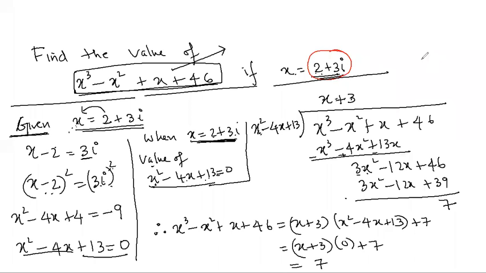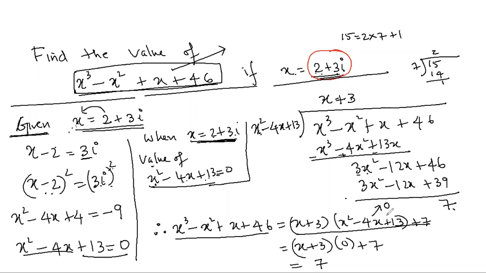What does that mean? If I divide 15 by 7, I get remainder 1. So 15 can be written as 2 into 7 plus 1. Similarly, this expression can be written as this multiplied with this, plus 7. But the value of this is 0. So when you multiply 0 with x plus 3, the whole thing becomes 0 and 7 becomes your value. This is the technique we are applying.